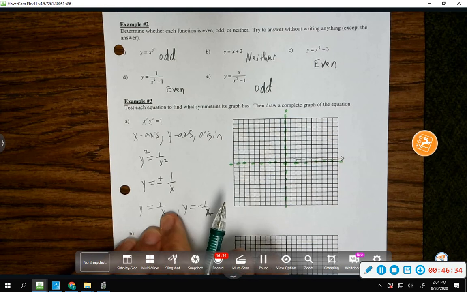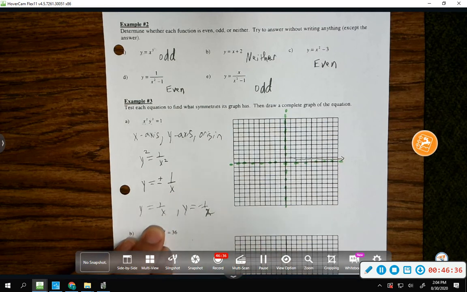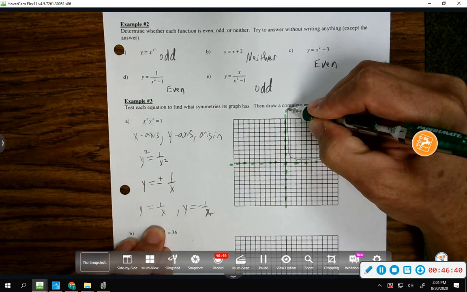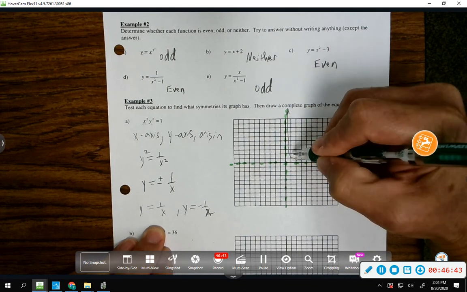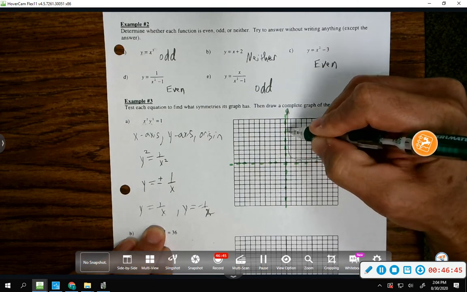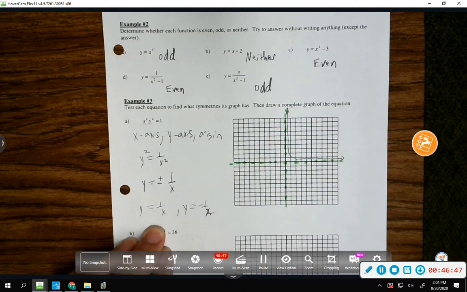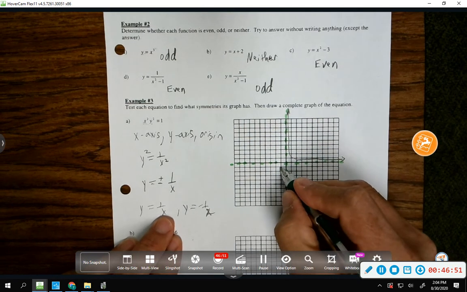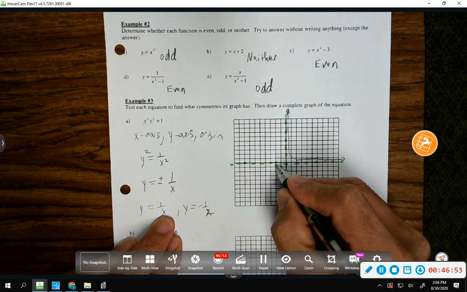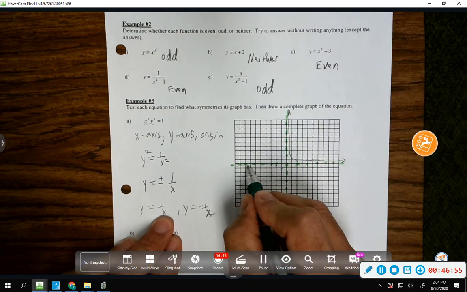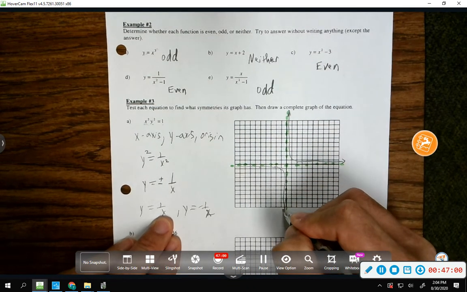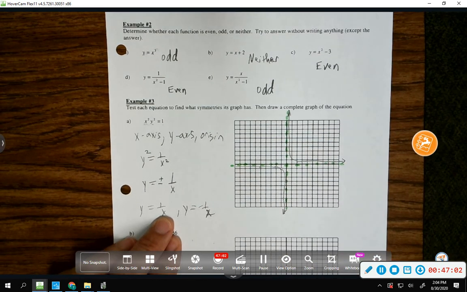If I plug 1/2 in, 1 over 1/2, I get 2 out. It's getting closer and closer to that vertical asymptote. As I get closer and closer to this vertical asymptote, the values are getting larger and larger. What happens if I plug in -1? I get -1. -2 is -1/2. Well, look at it. It looks like this. You can plot some points to see what it's going to look like.